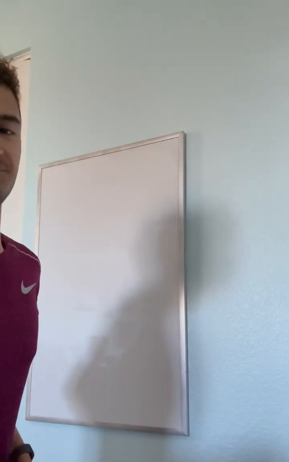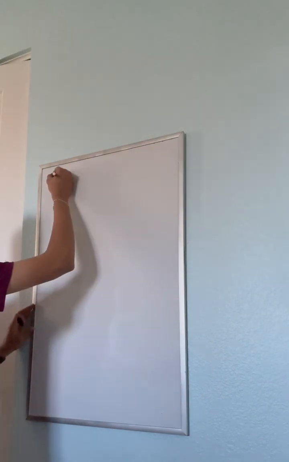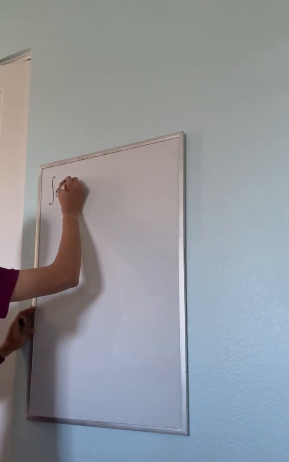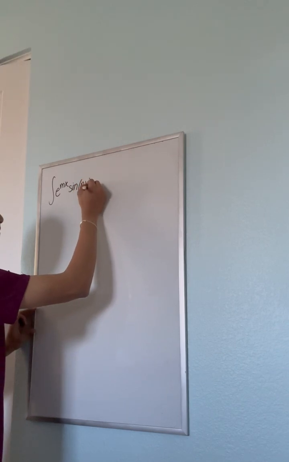It's not going to have any numbers in it. We're just going to solve it for all general purposes. Well, not for all, but for most. Well, for some. So the integral will be e to the power of mx times sine of nx.